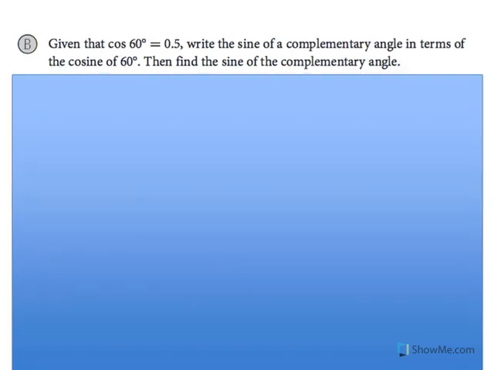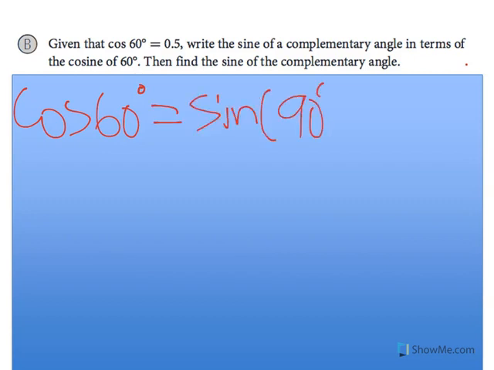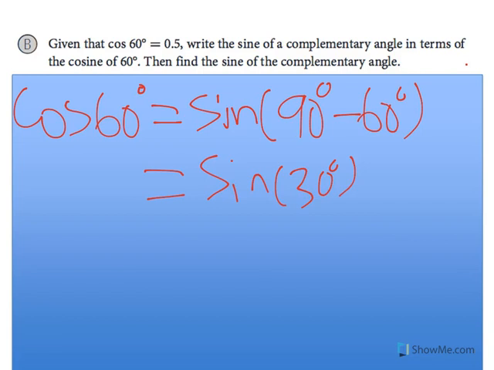Okay, let's go on to example B. Given that cosine of 60 degrees is 0.5, find the sine of the complementary angle in terms of cosine of 60 degrees. Then find the sine of the complementary angle. So we see that cosine of 60 degrees equals sine of 90 degrees minus 60 degrees, which is the same as sine of 30 degrees, and is equal to 0.5.